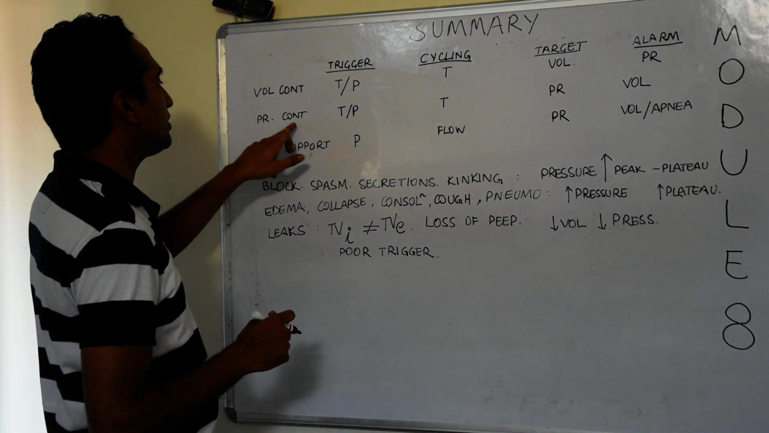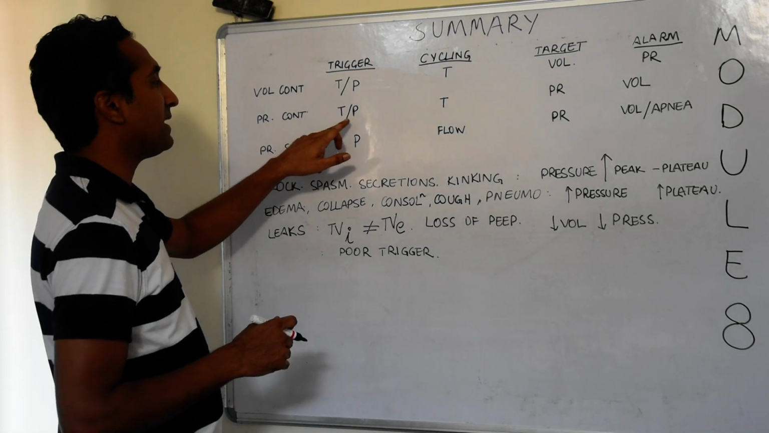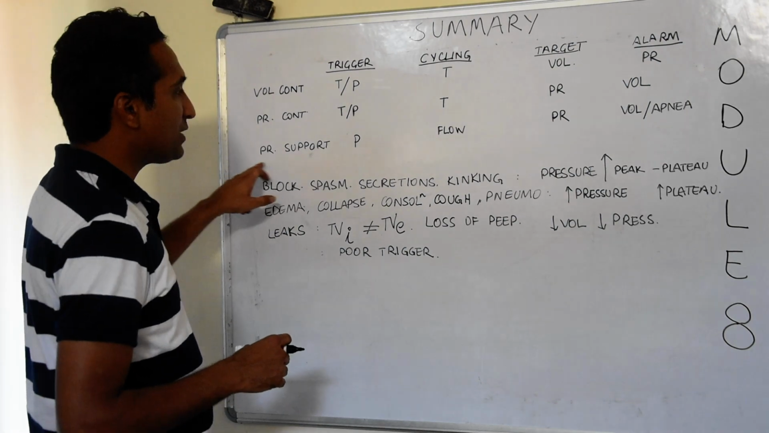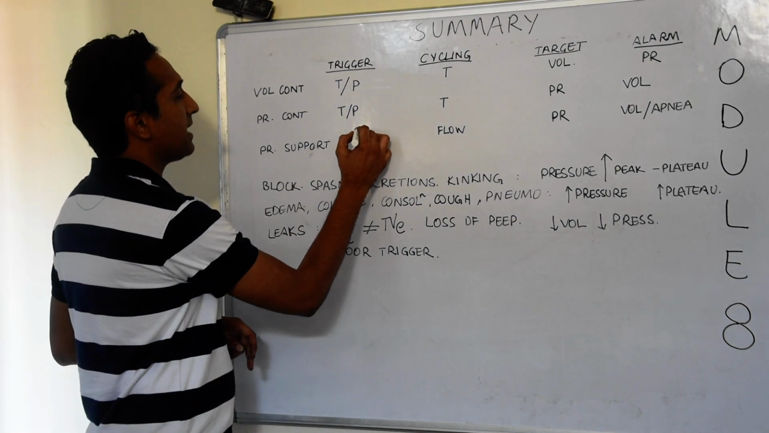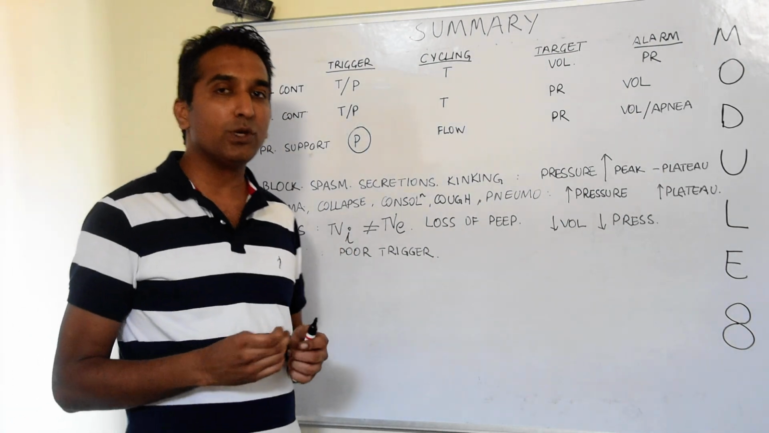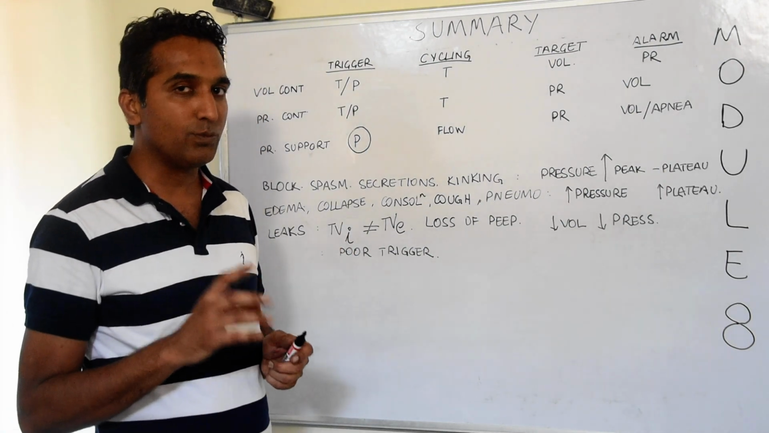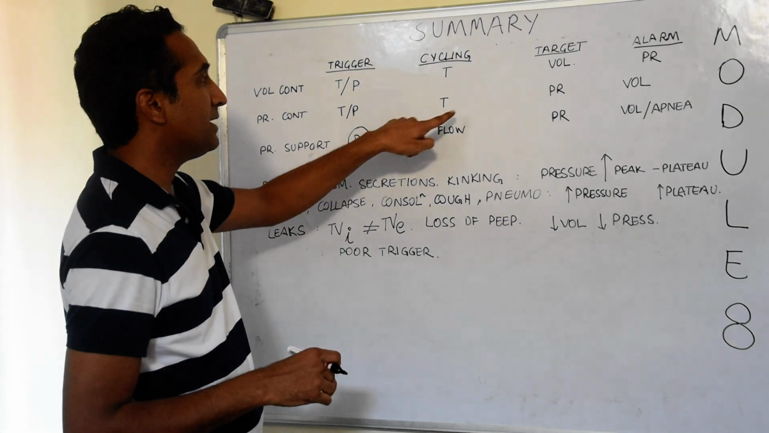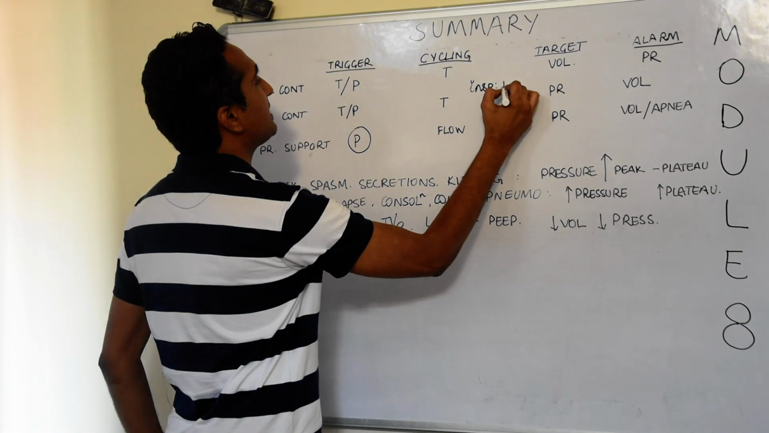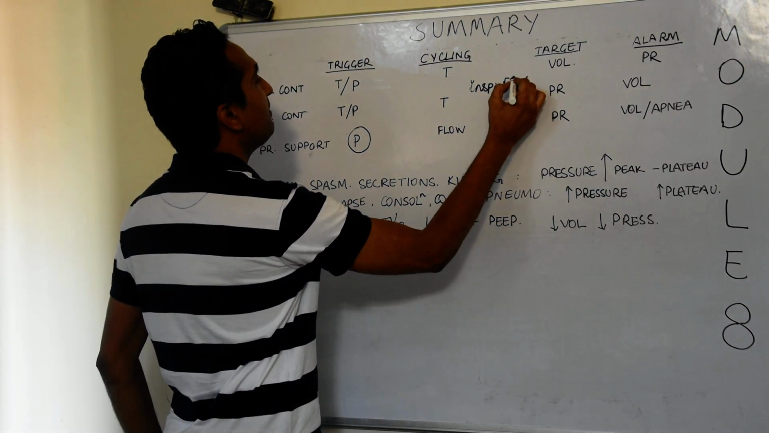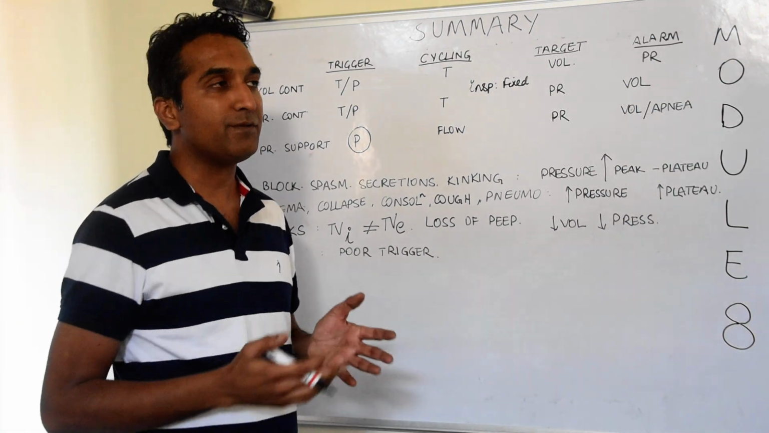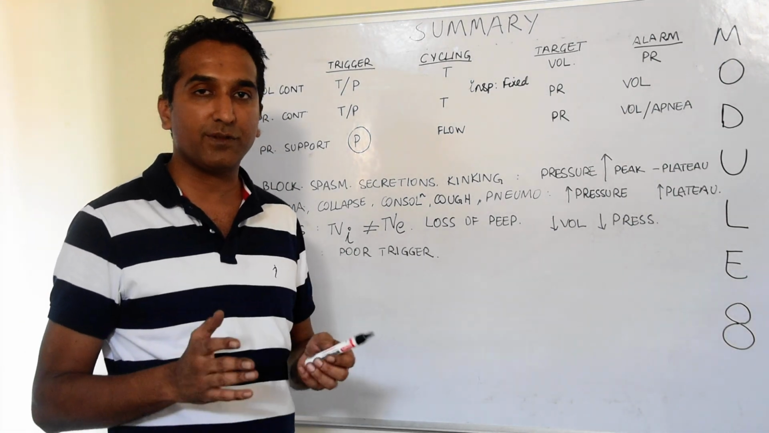In a pressure control mode, similarly, the trigger can be either by time or by the patient. But in a pressure support mode, all the breaths are triggered by the patient. The cycling in a volume control and a pressure control mode both is by time, which tells you that the inspiratory time is always fixed and the expiratory time keeps changing. It is something that we can never set in an assist control mode, which will be dependent on the respiratory rate of the patient.